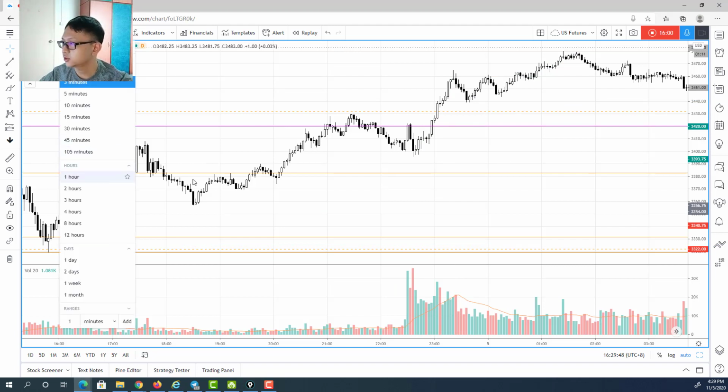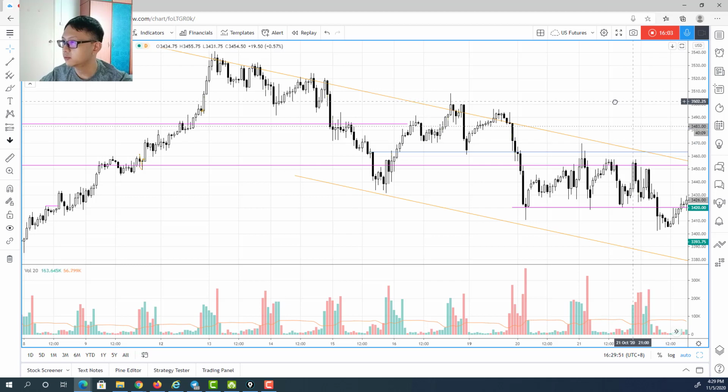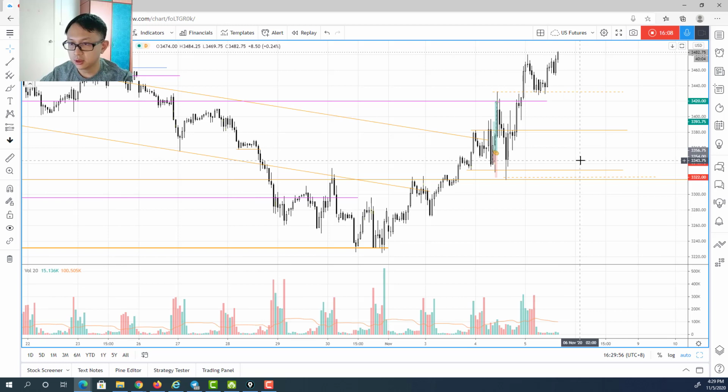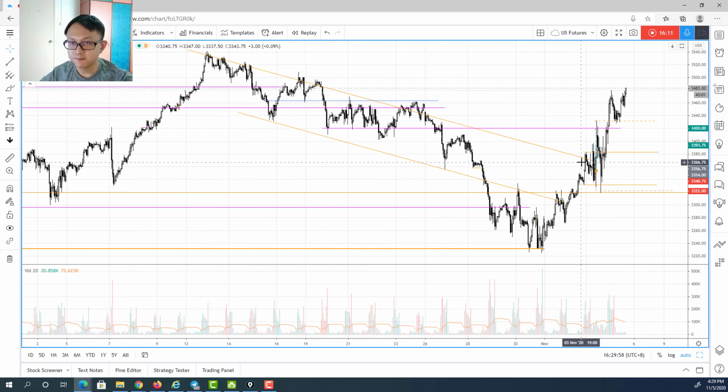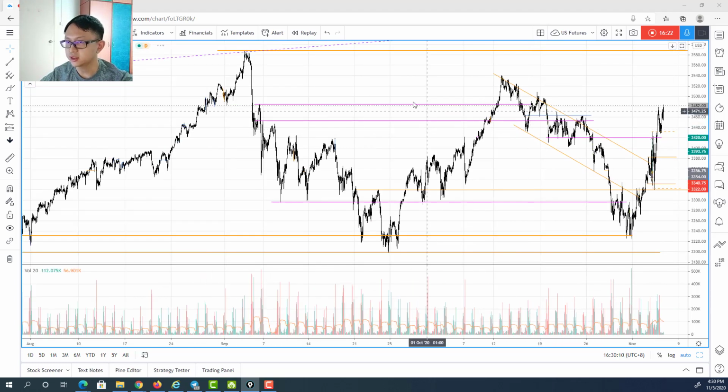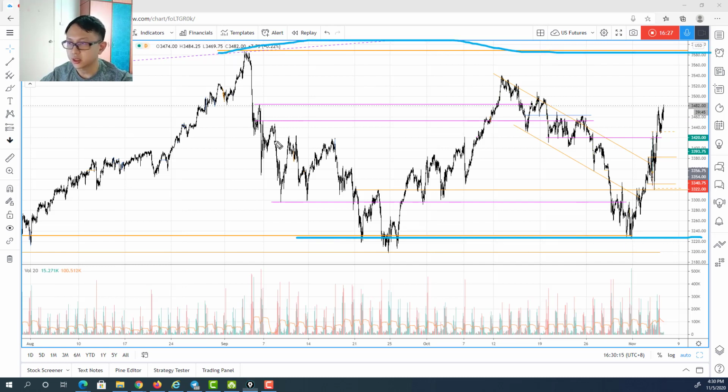Let me get down to the hourly time frame and let's talk about the current market condition. So right now I think the market definitely is in an uptrend, at least a swing up. So that's the swing up. But for the slightly longer term, we can see that it's in a very big trading range here. So that's the big trading range.